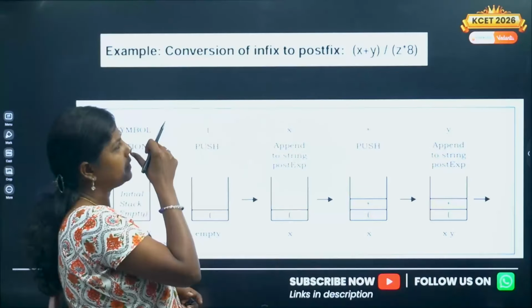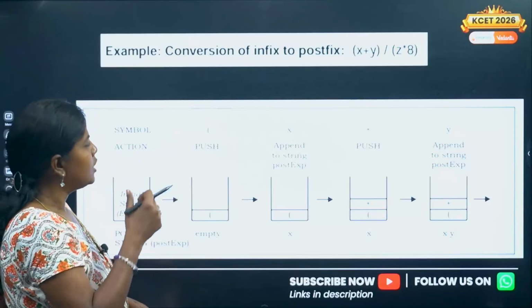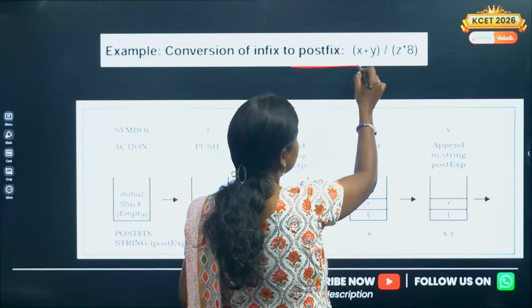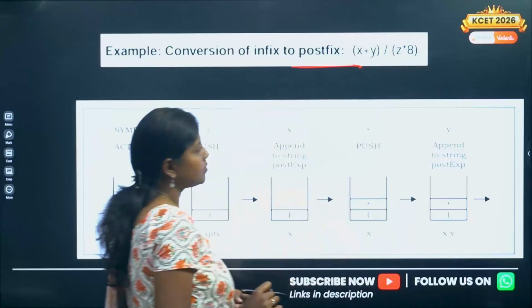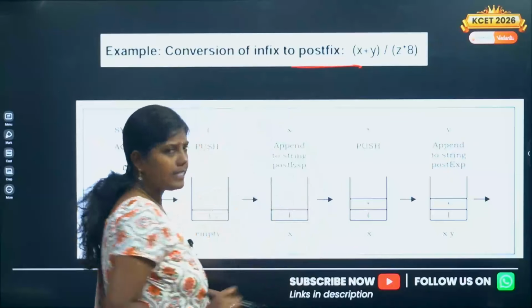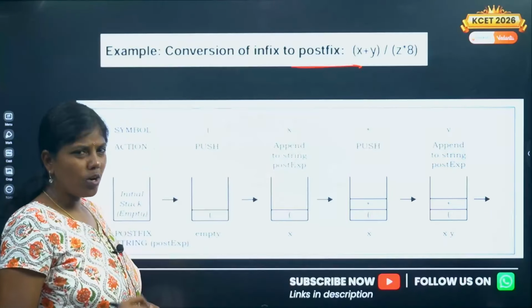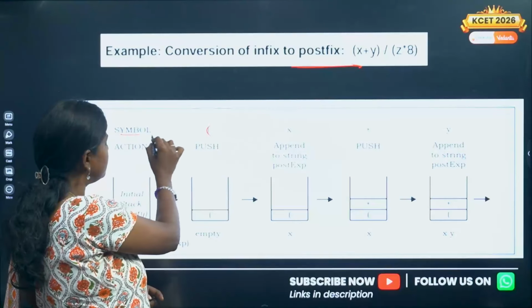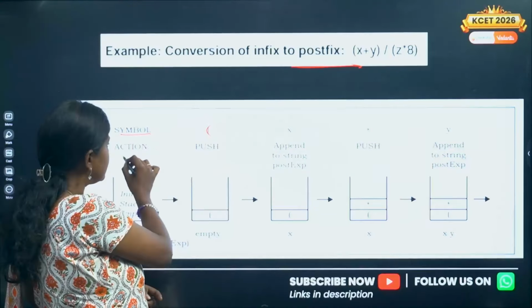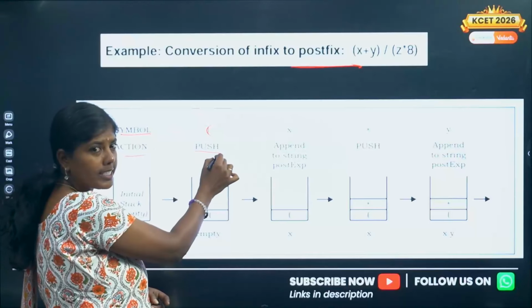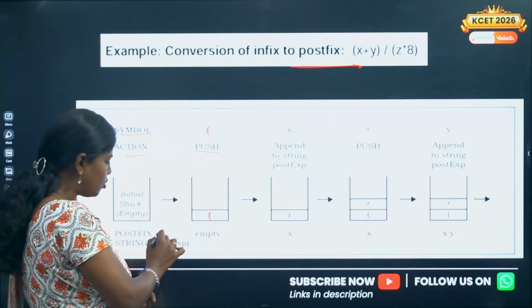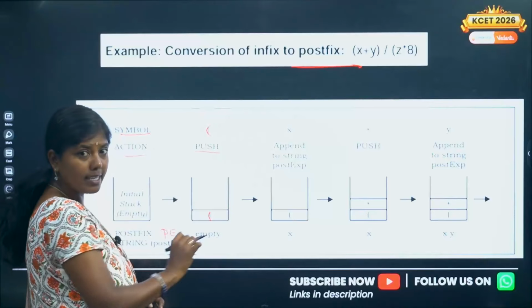This is the example they've taken, the same example. So what we have to do is start from left to right. A parenthesis is there. Parenthesis means, very simple, push to the stack. I have encountered a symbol called parenthesis, so the action is to push to the stack. This is the representation of the stack, and I have pushed to it. And this is going to be the postfix expression. Nothing is there, it is empty now.